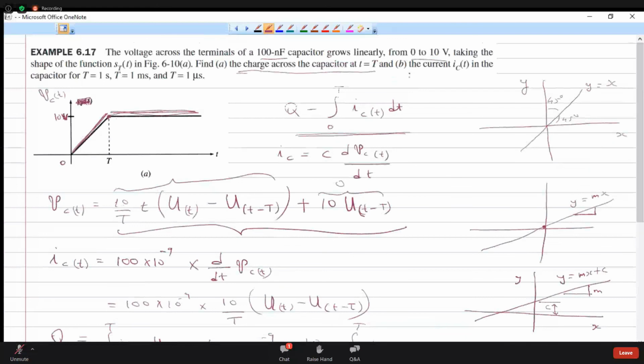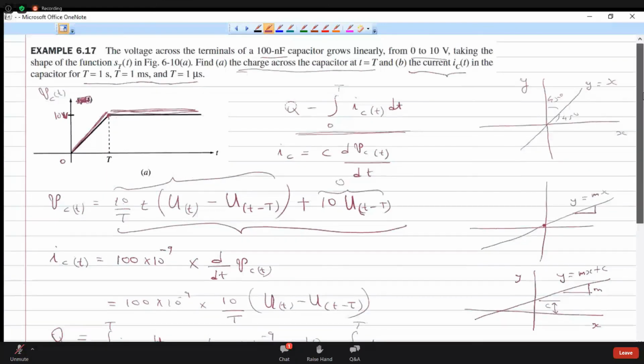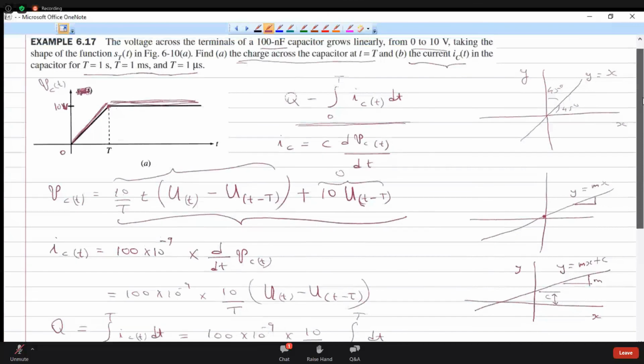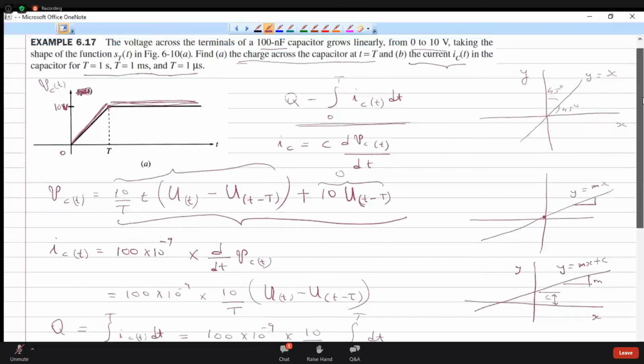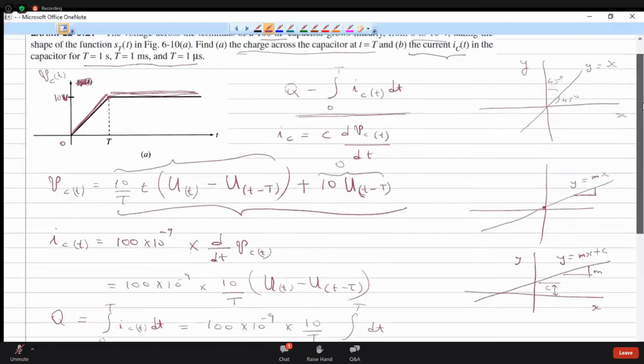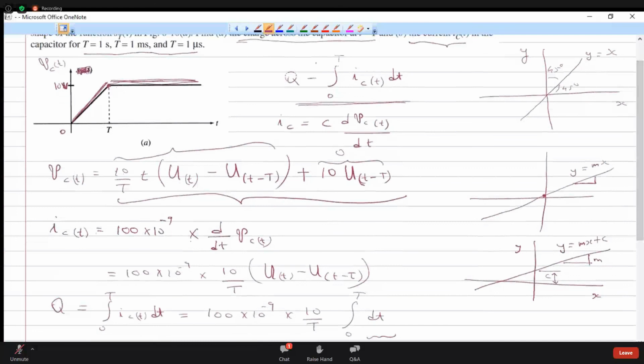Whereas part B of this question is asking for the current IC in the capacitor for t is equal to 1 second, t is equal to 1 millisecond, and t is equal to 1 microsecond. So what is the current across the capacitor for all these time instances? We have an expression for the current here. So this is our IC of t. So we will use this expression to find out the current at various values of capital T.